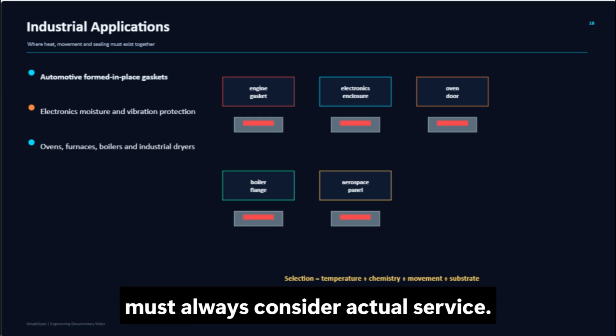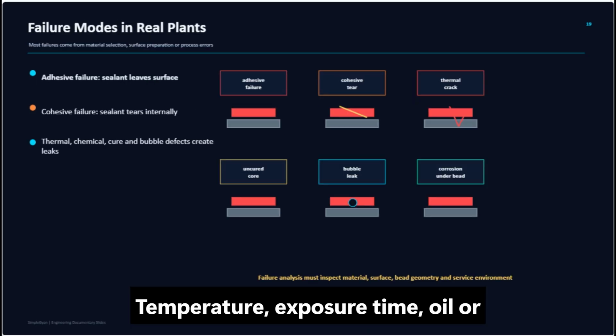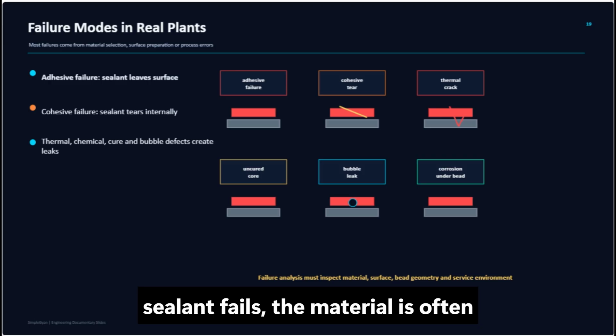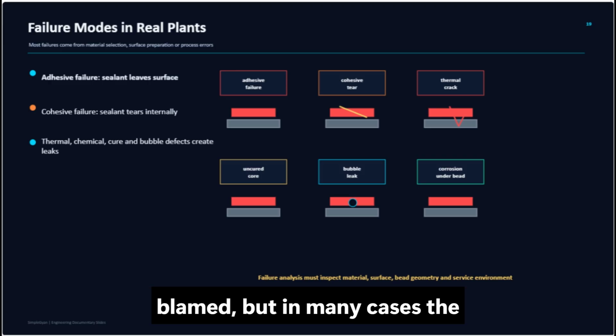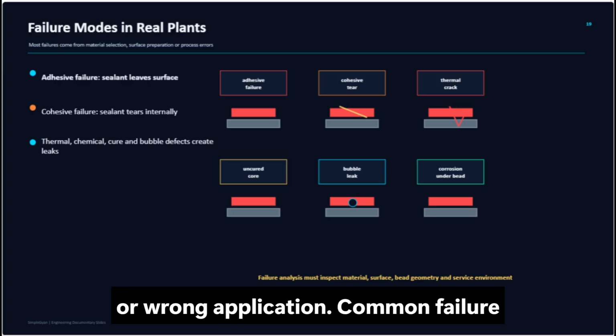But selection must always consider actual service. Temperature, exposure time, oil or chemical contact, movement, substrate type, and cure conditions. When a sealant fails, the material is often blamed. But in many cases, the failure is caused by wrong selection or wrong application.